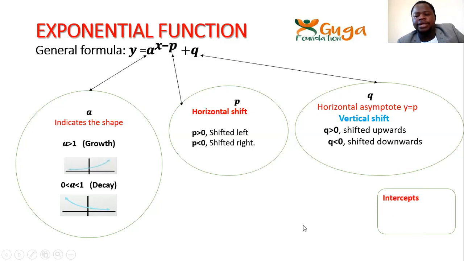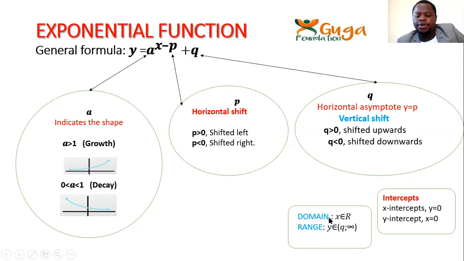Now, let's look at the intercepts. For you to get the x-intercept, your y is equal to 0. And then for you to get the y-intercept, your x is equal to 0. Okay, now on the domain, x is an element of the real numbers, the range is y greater than q, and the asymptote is y equals q.